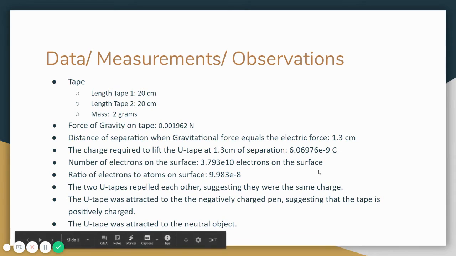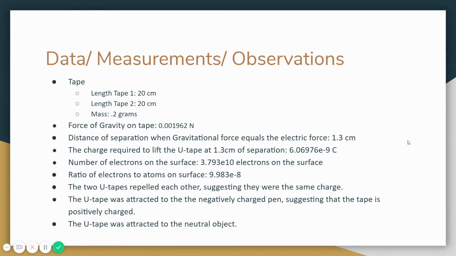All right, here are my data, measurements, and observations. For this experiment, I used two 20-centimeter long pieces of tape, both having a mass of 0.2 grams. And using this and a gravitational constant, 9.81 meters per second squared, I found the force of gravity on the tape to be 0.001962 newtons.